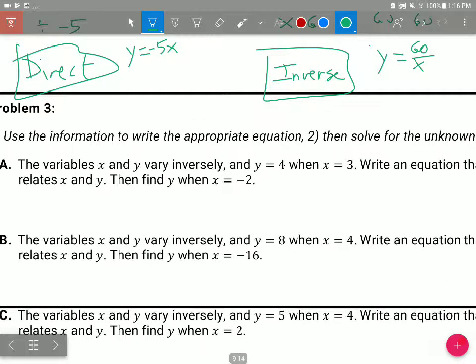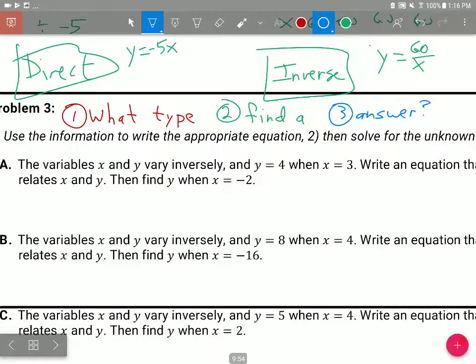Here's how these work. Basically, here's what they're going to do. Step 1, they're going to tell you what type it is, whether it's inverse or direct. Part 2, they're going to give you enough information that you can find the constant of variation. Last but not least, answer the question.